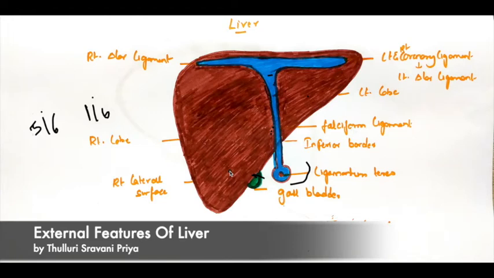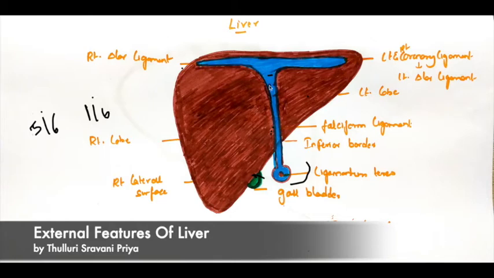Okay. So now we'll see the anterior surface in detail. The anterior surface is triangular in shape, and on either side it is covered by the ribs and costal cartilages, along with the diaphragm. But in the middle, a small triangular area is directly related to the xiphisternum and to the anterior abdominal wall.